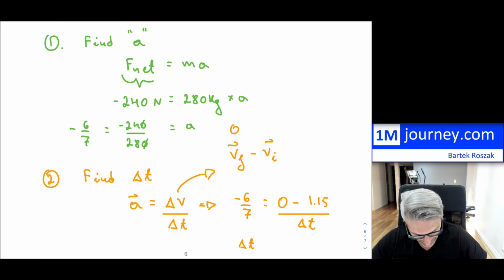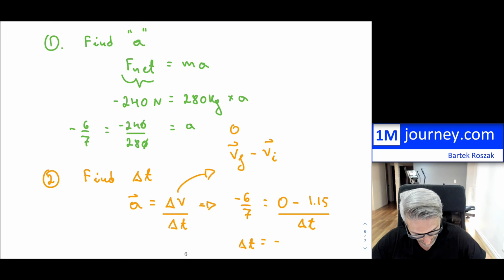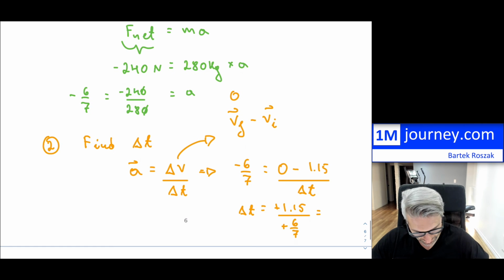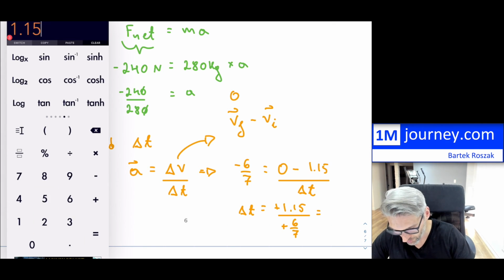So I can solve for delta t. You can multiply both sides, and you're going to have this divided by this. So negative 1.15 over negative 6 over 7. The two negatives cancel. And here, unfortunately, I'm going to be stuck. So let's see, this is 1.15 divided by 6 over 7.